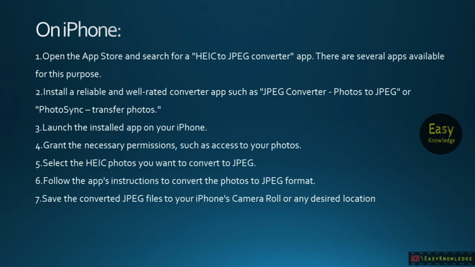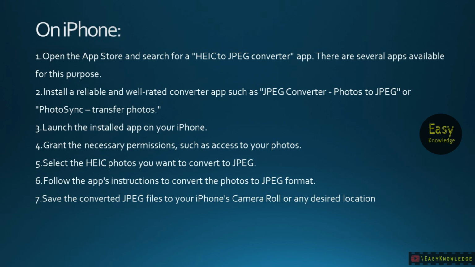On iPhone. 1. Open the App Store and search for a HEIC to JPG converter app. There are several apps available for this purpose. 2. Install a reliable and well-rated converter app such as JPG Converter, Photos to JPG, or PhotoSync Transfer Photos.